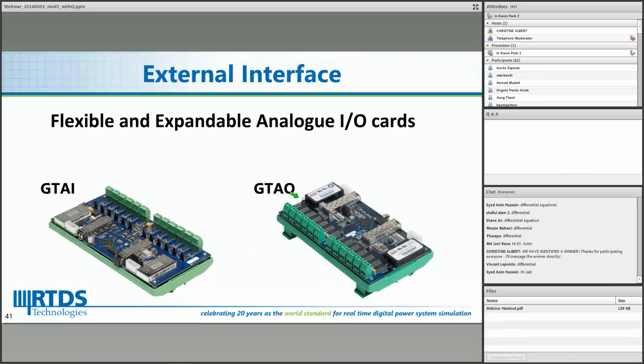And at the right side, we have a GTAO card. Very simply speaking, this GTAO card can be considered as your D2A converter. So again, the total number of channels in this card is 12, and each channel has a D2A resolution of 16-bit.